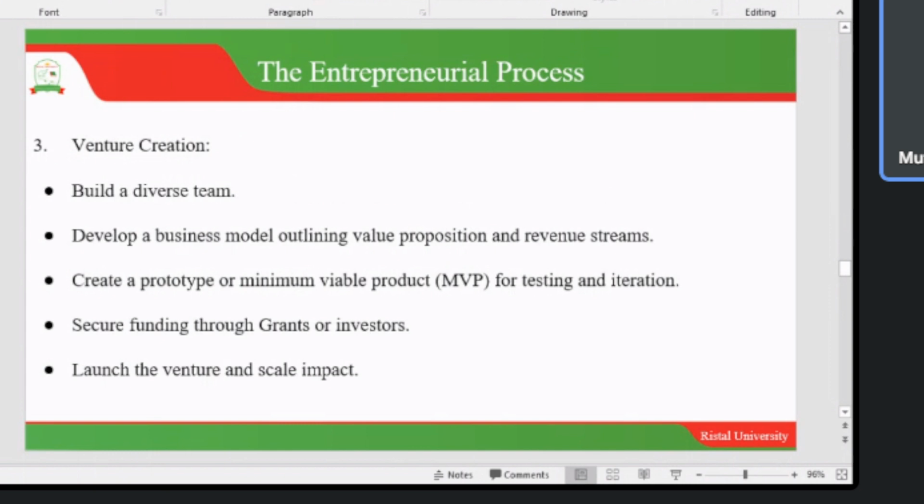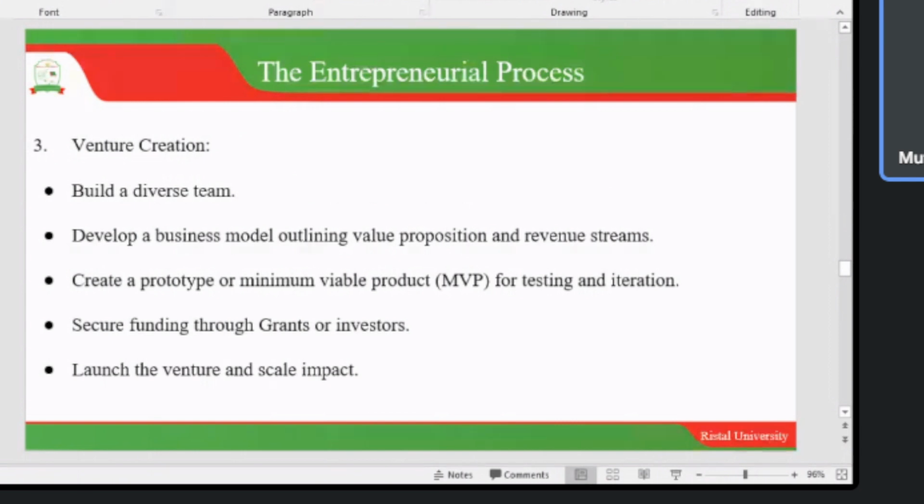Then the third step of the entrepreneurial process is now creating the venture. Okay, because everyone can think about an idea, but a good entrepreneur is that one who takes action, you know, and they stop procrastinating, they stop postponing this creation of the venture. So they go in and build a diverse team, a team that consists of people with different expertise and knowledge about different areas of the healthcare system.